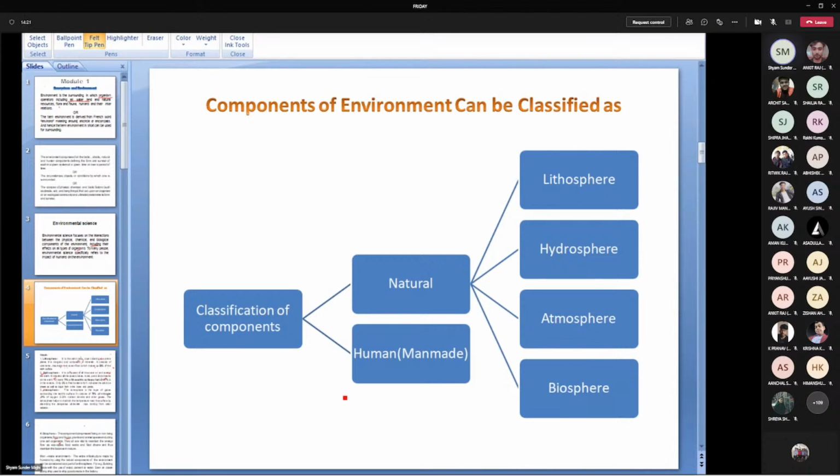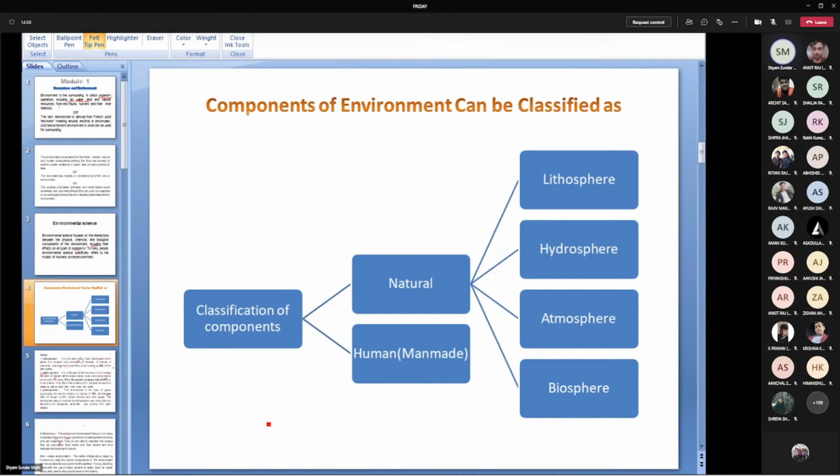So natural, that means lithosphere, hydrosphere, atmosphere, biosphere. According to the syllabus for these ecosystems, briefly, I am going to discuss the main important points for lithosphere, hydrosphere, atmosphere, biosphere. But the details will be discussed by Dr. Ashish Singh, because in chapter number 2, which has already started, or maybe chapter 3, there is one graph that is very important for theoretical questions.